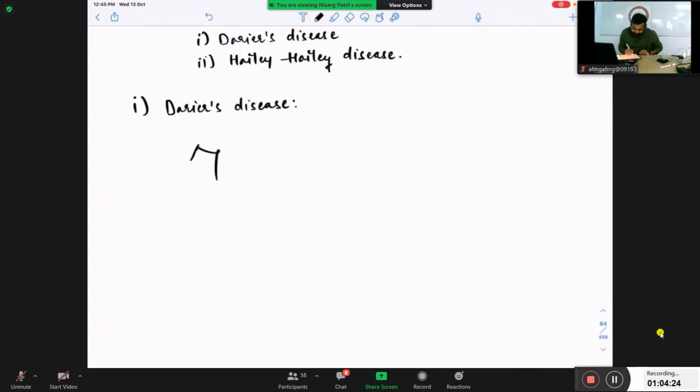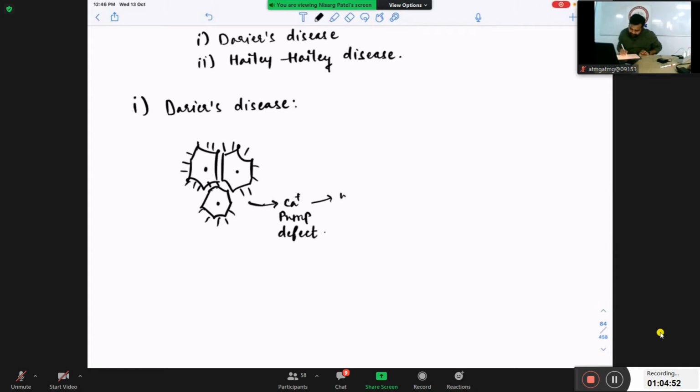In Darier's disease, first of all, understand these are the cells with a tight desmosome connection, and because of the calcium pump defect, it will lead to weak desmosome, and because of this weak desmosome, this cell will become a round-shaped cell.